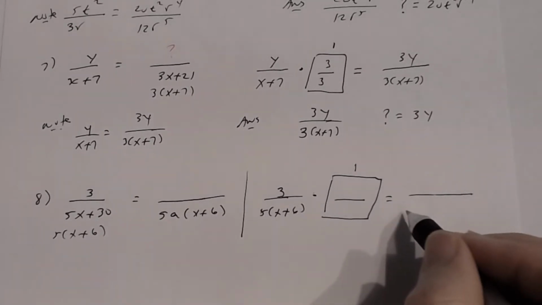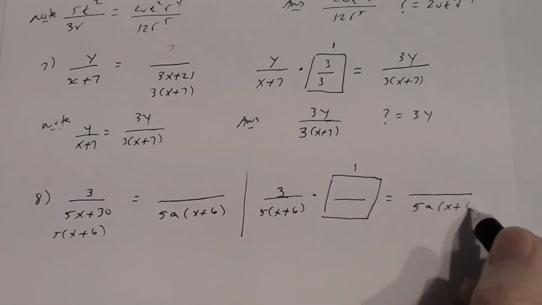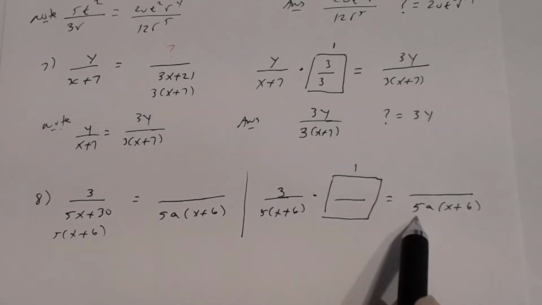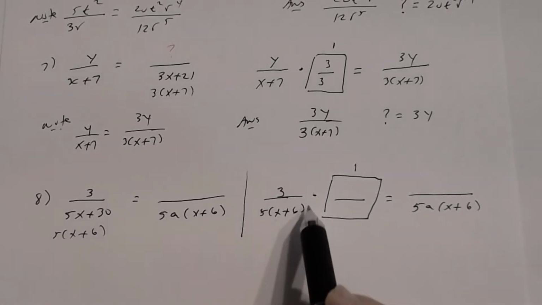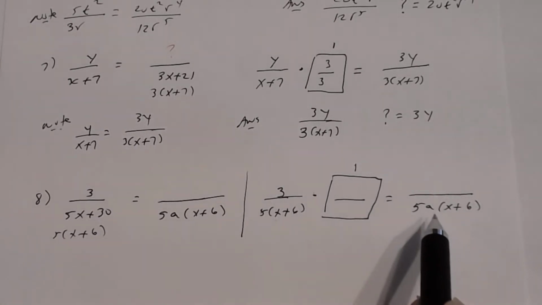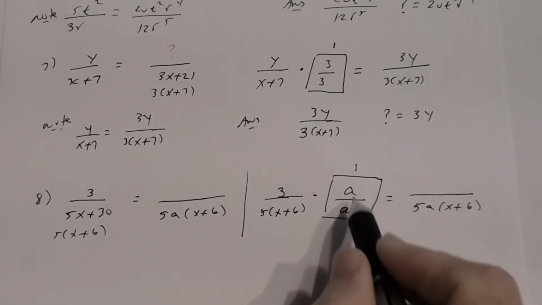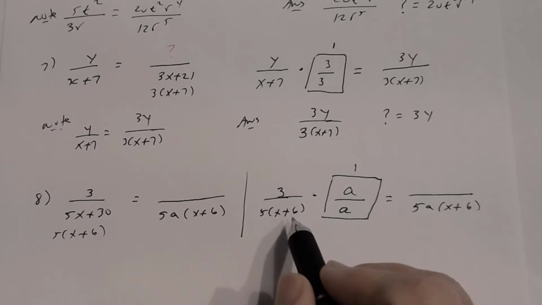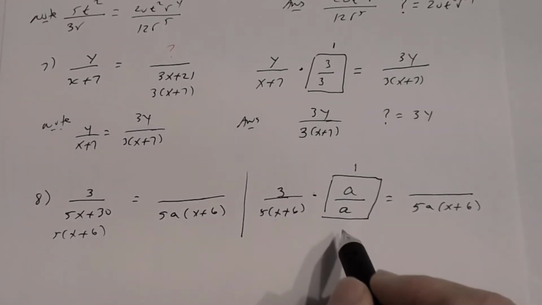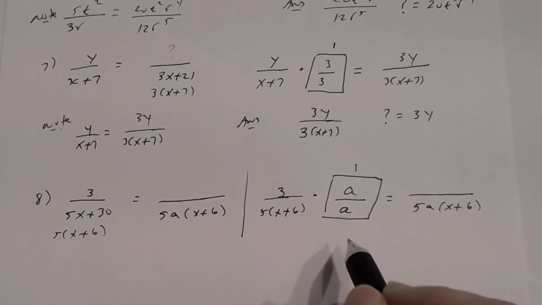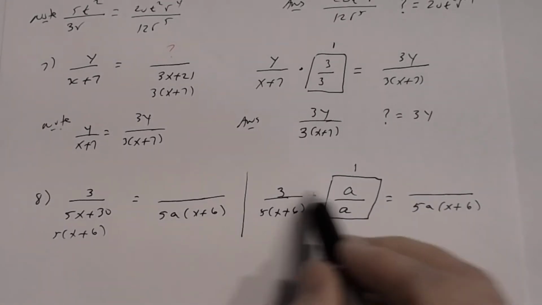So when I look at what I want, I have the 5, I have the x plus 6, what's missing? What do I need to multiply this by to get this? So what factor is missing? A. So A is missing. So I'll write an A here and A here, because A divided by A is 1. Remember, to keep these rational expressions equivalent, this product has to be a 1. So what I do to the denominator, I do to the numerator. It's the only way I can get that to be a 1. So therefore, my numerator is just 3 times A.